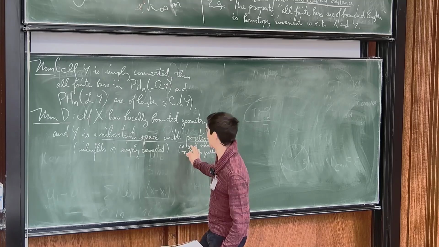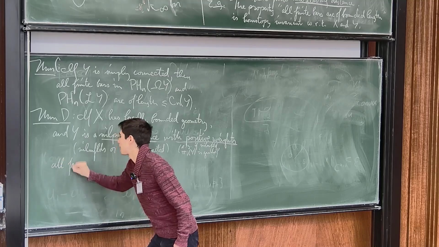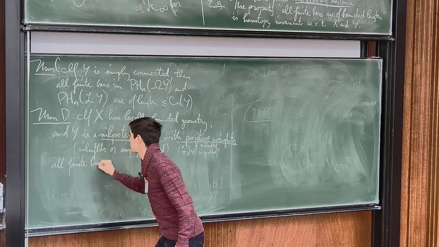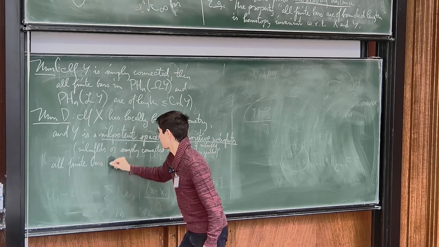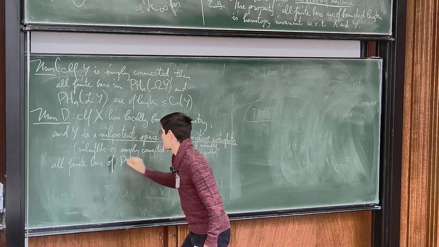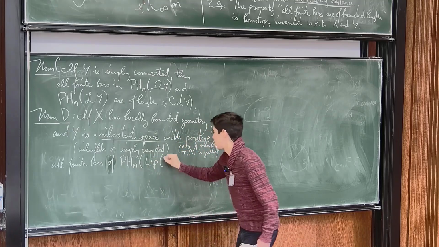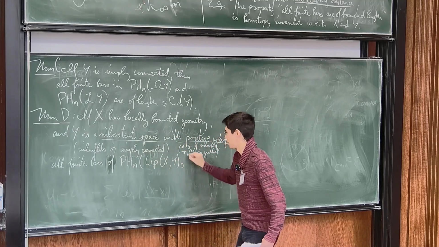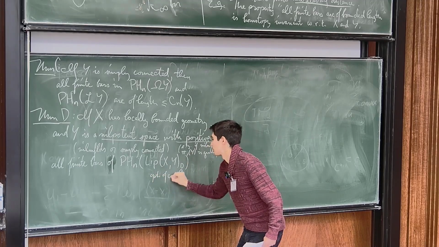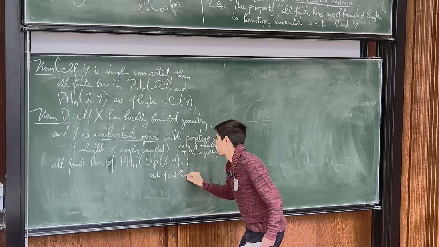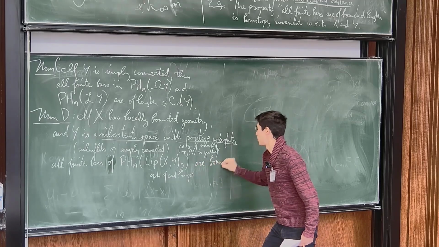Right, so in this case, also all finite bars, sorry, but not of the whole mapping space, but just the component of the constant maps are bounded.